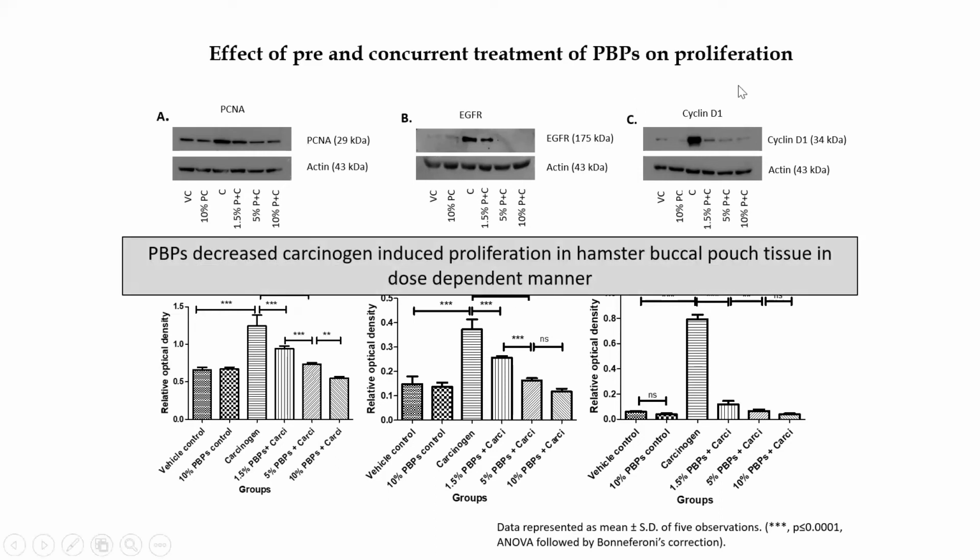So we can conclude from this slide that PVPs, which is a test compound, has decreased carcinogen-induced proliferation in hamster buccal pouch tissue in a dose-dependent manner.